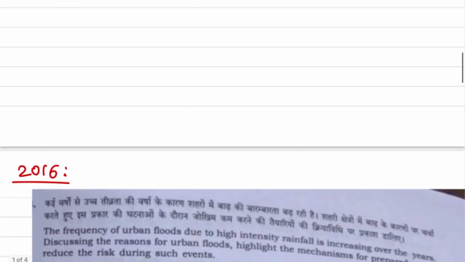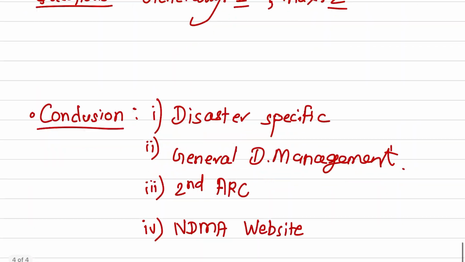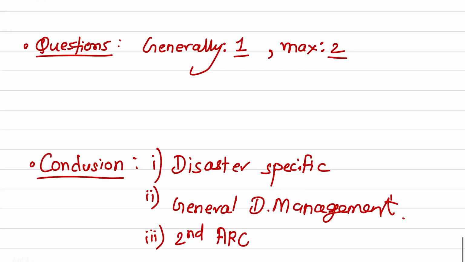There are a few conclusions that I have drawn after analyzing these PYQs. Generally every year only one question is asked. We will see this in details, but I'm just giving you the conclusion beforehand. However, sometimes two questions have been asked. So generally one question or max to max two questions you can expect.